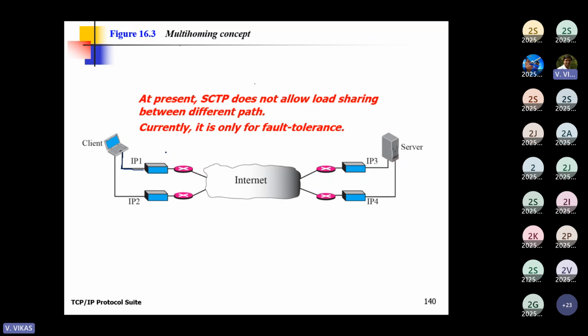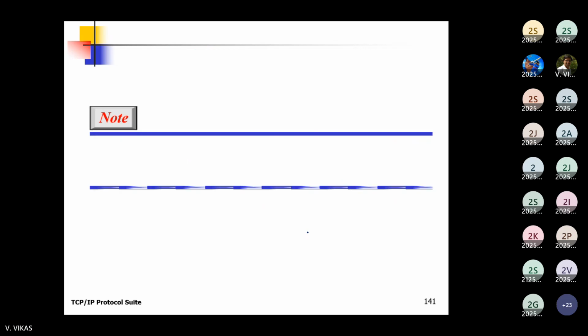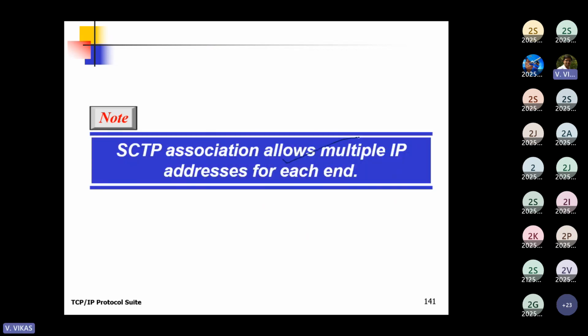The advantage of multiple IP addresses is not load sharing. That means if I have 100 bytes of data to transmit, I won't send 50 bytes using IP1 and 50 bytes using IP2. But whenever there is an issue with a particular IP address, I can use an alternate IP. For fault tolerance purposes, we go with multiple IP addresses. That is the multi-homing concept in SCTP. So an SCTP association allows multiple IP addresses for each end, but not for load sharing.